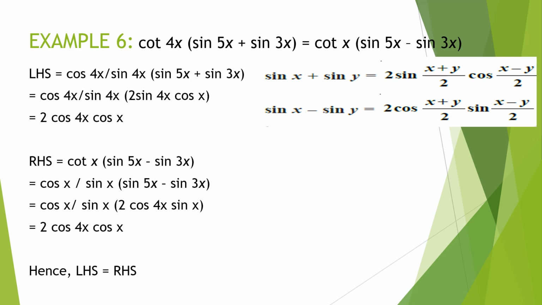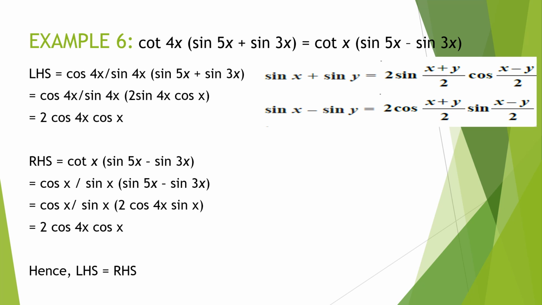S plus S is 2SC. So this is equal to 2 sin of (5x plus 3x) by 2, that angle will become 4x, and cos of (5x minus 3x) by 2, that angle will become x. So sin 5x plus sin 3x is equal to 2 sin 4x cos x. So now over here sin 4x will get cancelled. So the left hand side is simplified as 2 cos 4x into cos x.